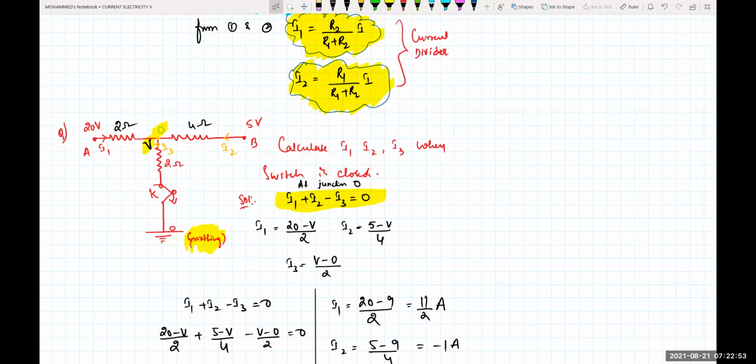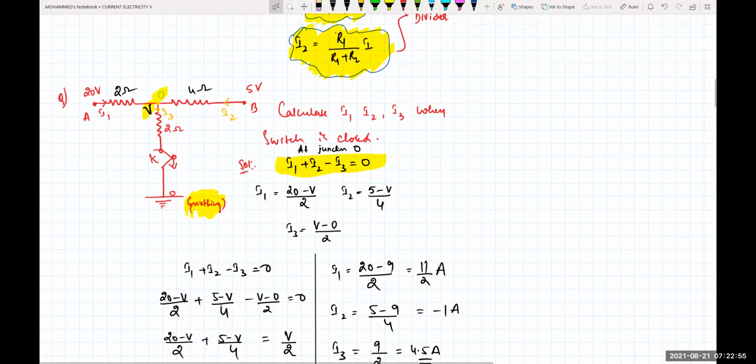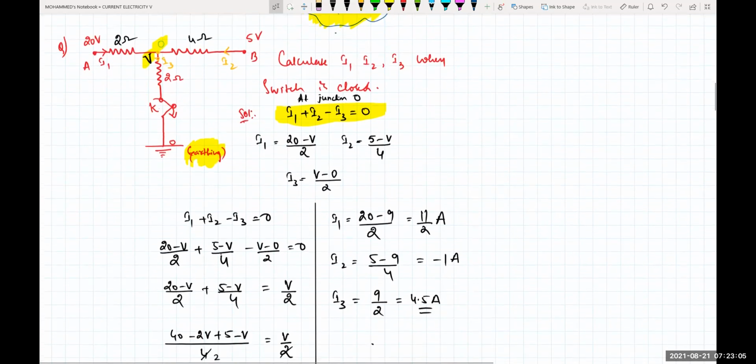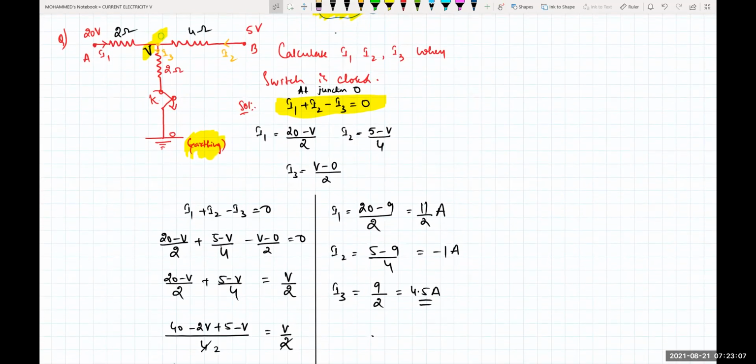Is it clear? If the question is asking what is the direction of I2 in the circuit, what will be your answer? B to O or O to B? O to B, because in the calculation we got negative. Okay, and I3 is equals to 9 by 2, that is plus 4.5. The I3 direction, whatever we assumed, is correct. Is that clear?